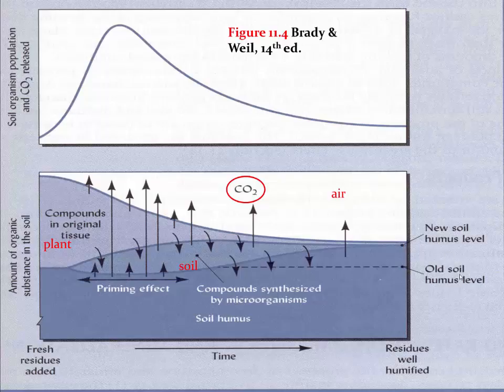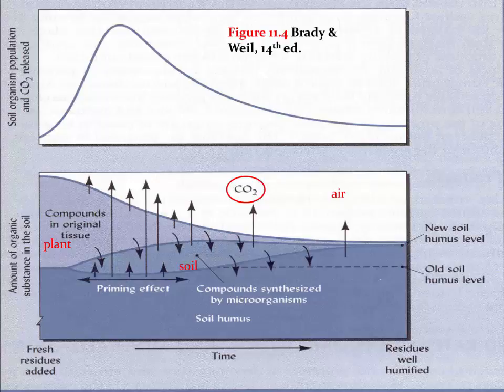Well, let's take a look at this chart. The figure shows an annual cycle with fresh residue addition at the start, followed by a rapid rise in microbial activity, and this is shown in the upper chart. Residue is added at the beginning of the cycle, and it proceeds for about 1 year.